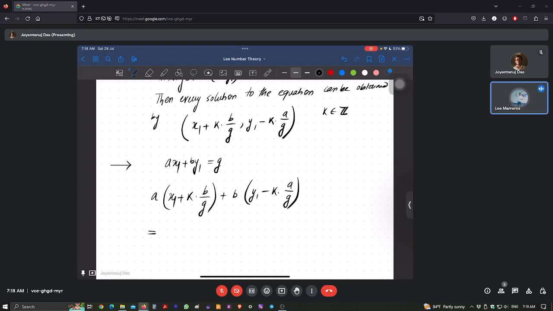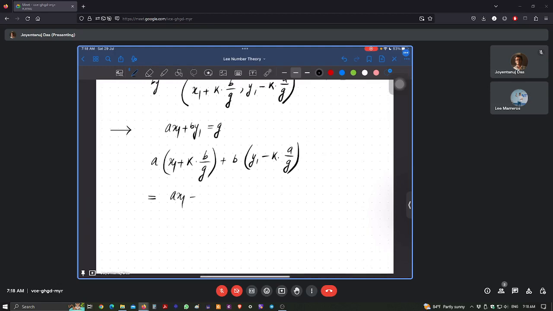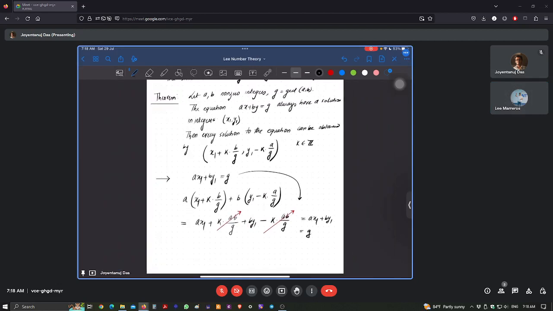Now if I multiply, I have ax1 plus k times ab by g, plus by1 minus k times ab by g. These two terms will cancel. So what I have is ax1 plus by1, which I already know is g. So this is also a solution, a general solution. I can change k to any integer value.